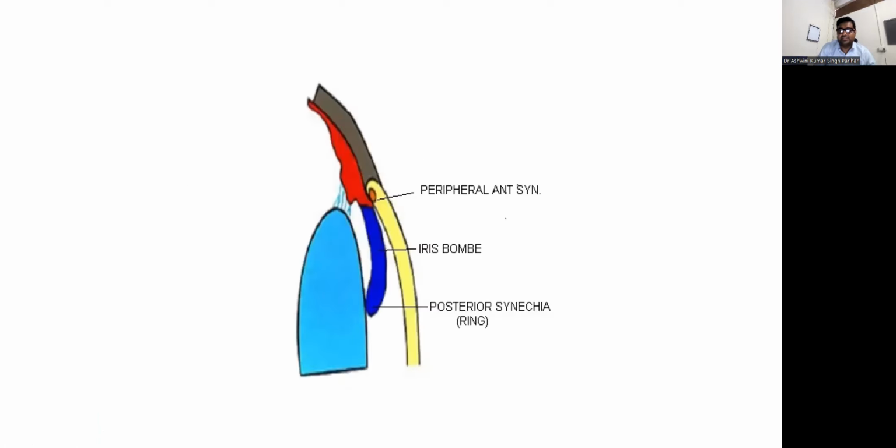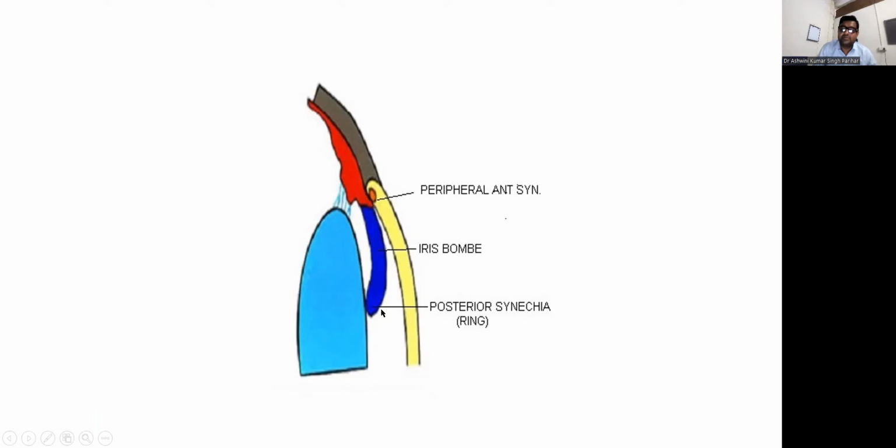Yeah, this is the picture. Suppose this is the posterior synechiae all around 360 degrees. Here you can see the aqueous is produced from here and comes to here, but it is not able to go to here. So it will collect here and start pressing over the iris. The iris will bulge out, and here the picture is not that clear, and it will lead to the formation of iris bombe. So it will bulge here, then here, then here, like balloons bubbling.